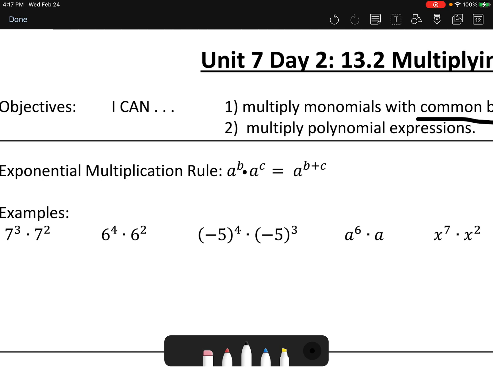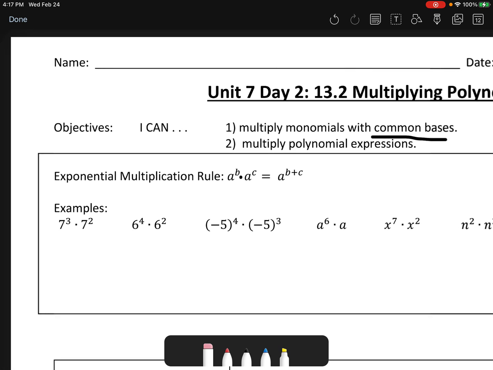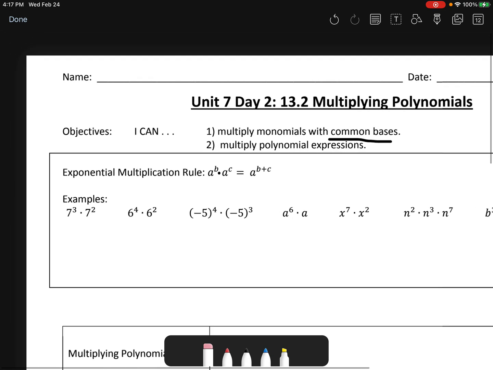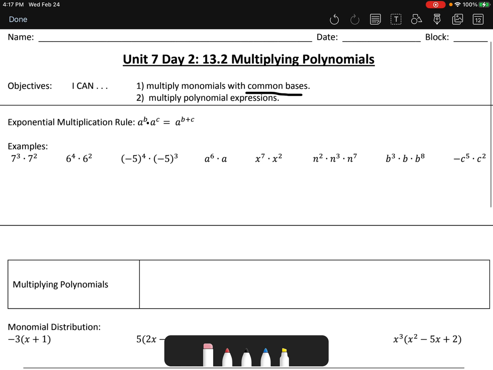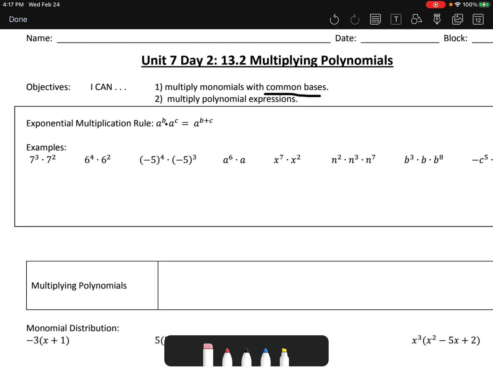Well, those bases are both a. When we multiply like bases, we do addition of the exponents. Now that might be new, that might not be new. I don't know if you've done that in the past. So if you look at the examples here, 7 cubed times 7 squared. Well, that would be 7 to the 3 plus 2, which is 5. We don't multiply them, we just add them because they're like bases.